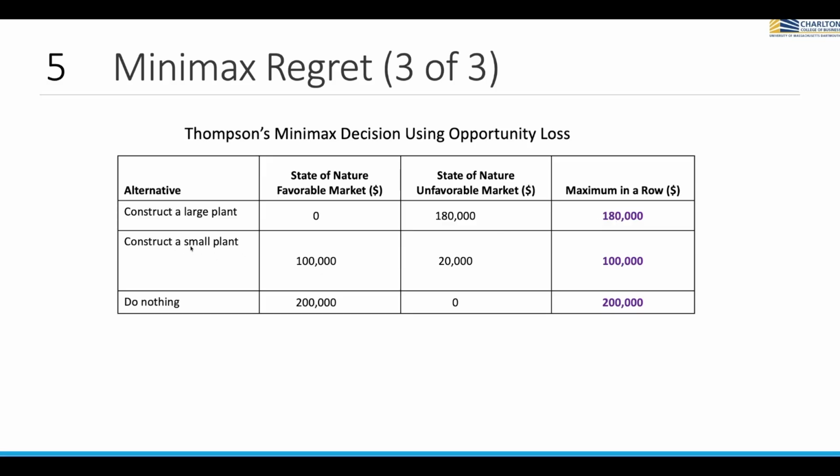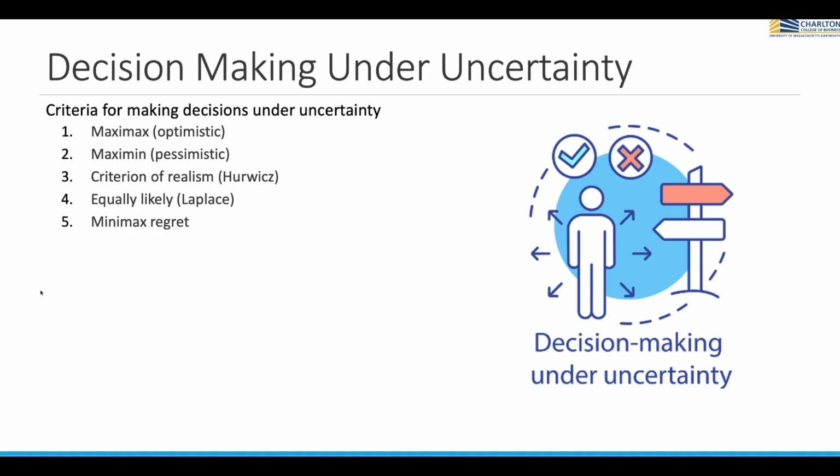For constructing a small plan, maximum regret is 100k, and for doing nothing, maximum regret is 200k. Among these three maximum regrets, 100k is the minimum. So constructing a small plan results in the minimum regret that is possible in the future. So far we discussed these 5 methods.